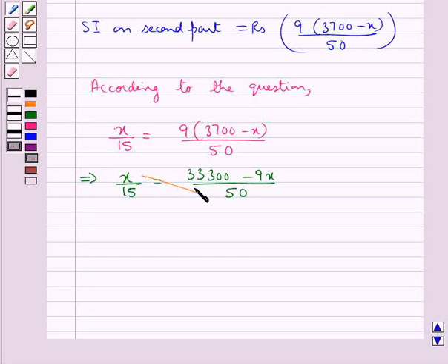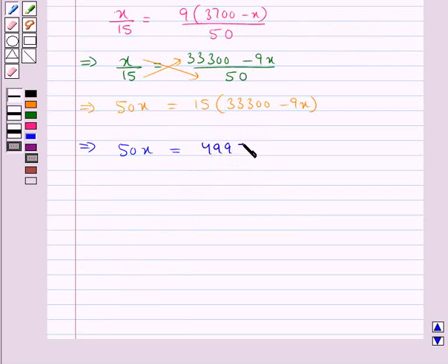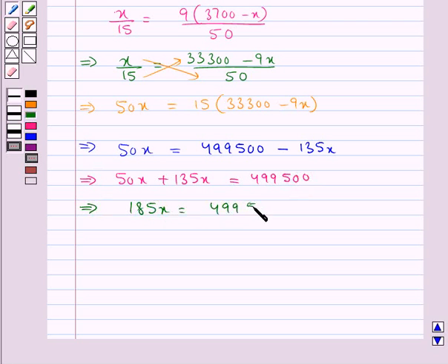Now, cross multiplying, we get 50x is equal to 15 into 33,300 minus 9x. That is, we have 50x is equal to 499,500 minus 135x. So we get 50x plus 135x is equal to 499,500. This gives us 185x is equal to 499,500. So from here we get x is equal to 499,500 upon 185. Now solving this, we have 185, 2700 times is 499,500. So we get x is equal to 2700.